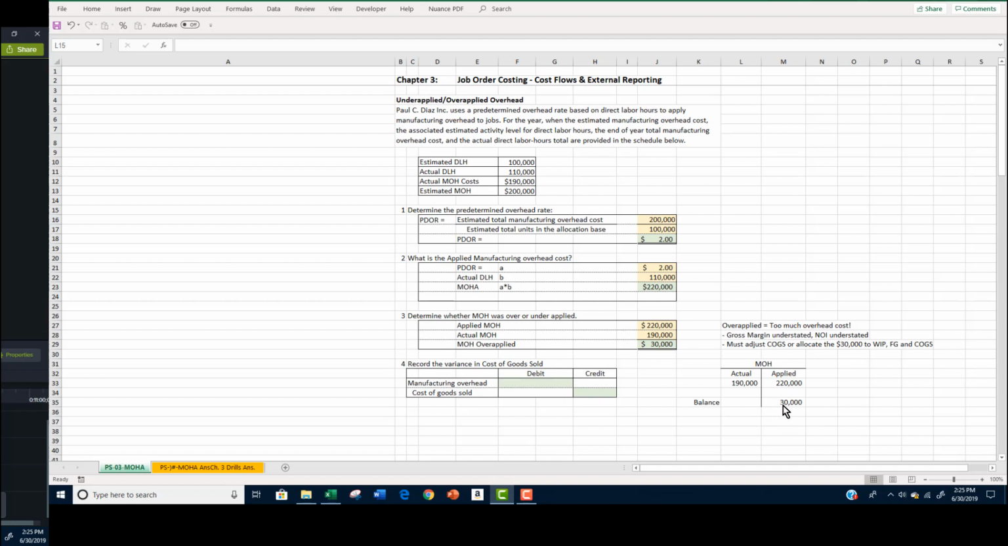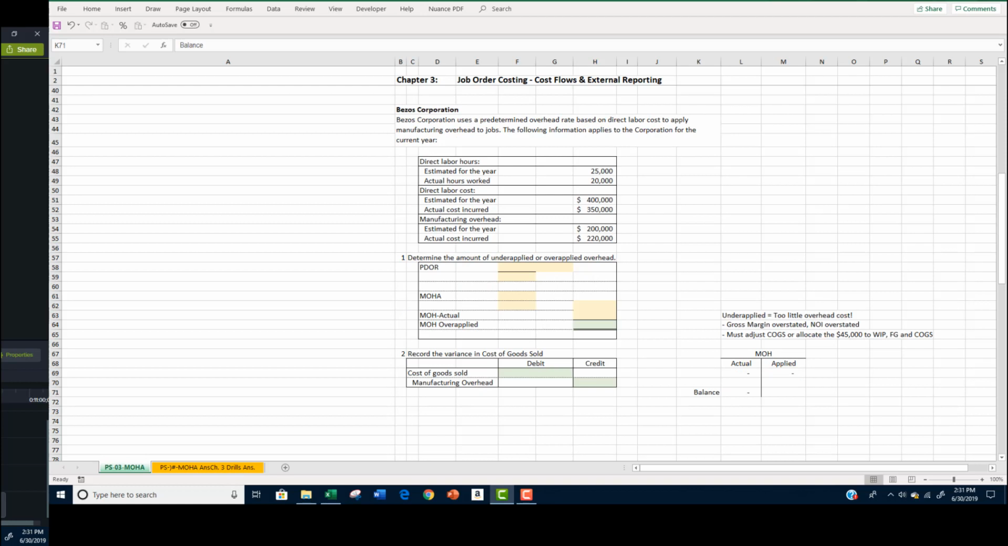Being cleared out means the balance needs to be disposed of either by allocating it among work in process, finished goods, and cost of goods sold accounts, or by transferring the entire amount to cost of goods sold account. Because manufacturing overhead is a clearing account, its ending balance must be zero. In our example, we transferred the entire amount to cost of goods sold. And you'll see at that point that our manufacturing overhead account is zero, and we've adjusted our balance for our cost of goods sold.